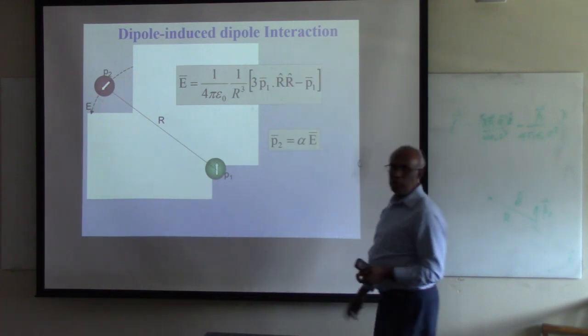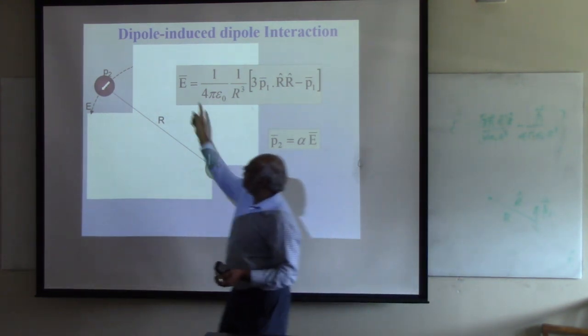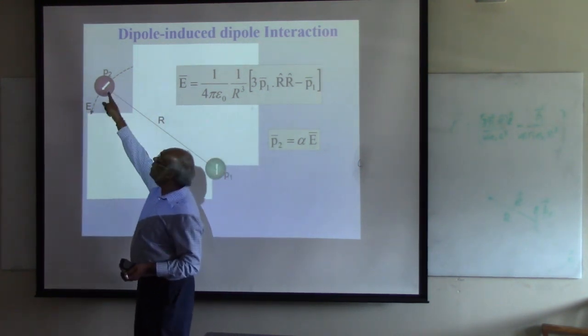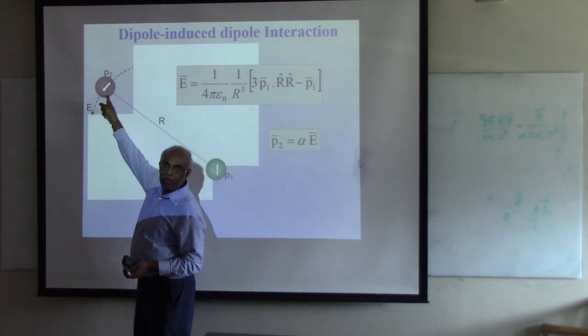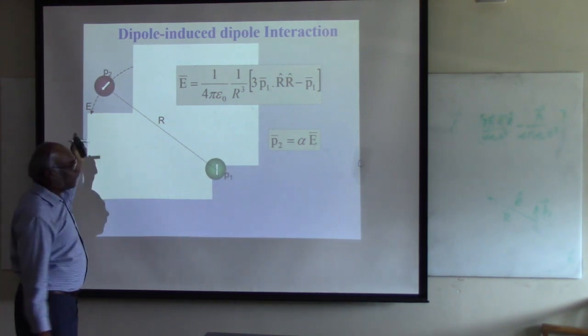Now think about this: this is one dipole, and due to that dipole I have an electric field here. Now I have a second dipole at this place. What is the energy of that one?